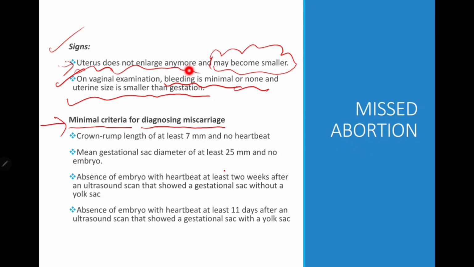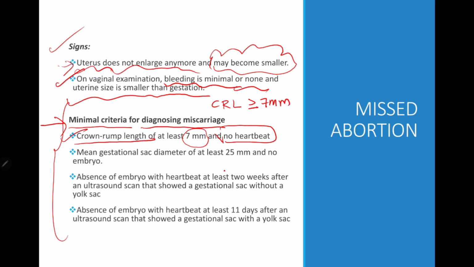Now let's look at the minimal criteria for diagnosing miscarriage. Very important, you should know all these points. First, the crown rump length should be at least 7 mm and there must be no heartbeat.